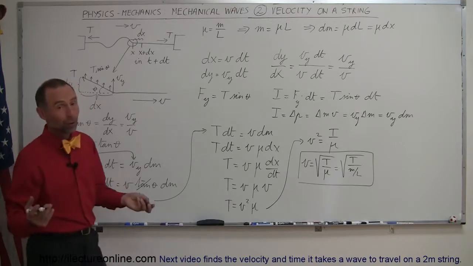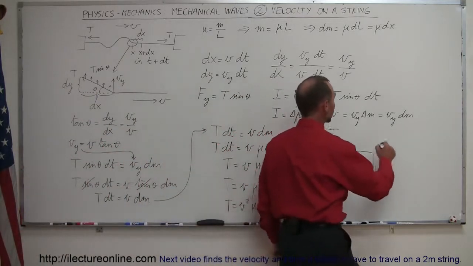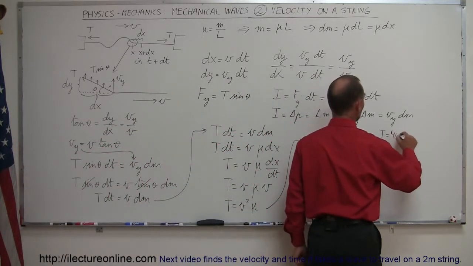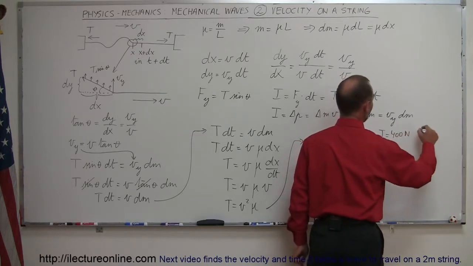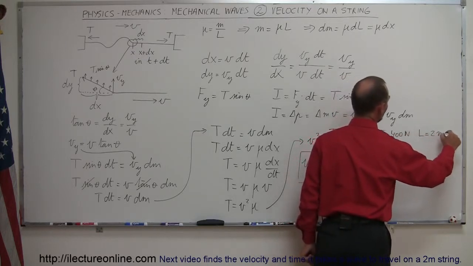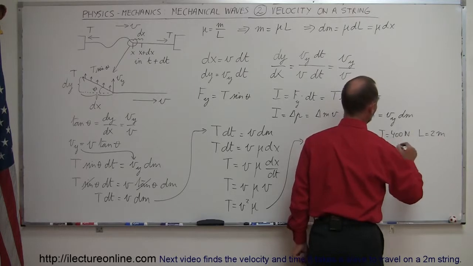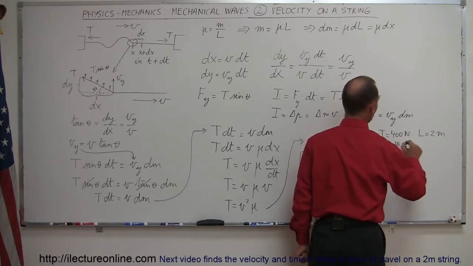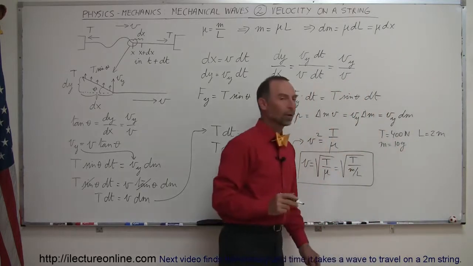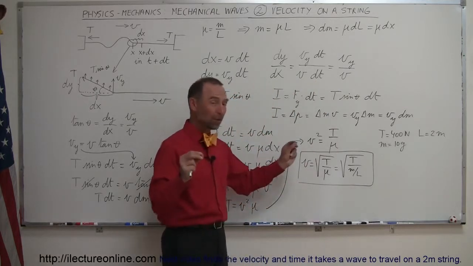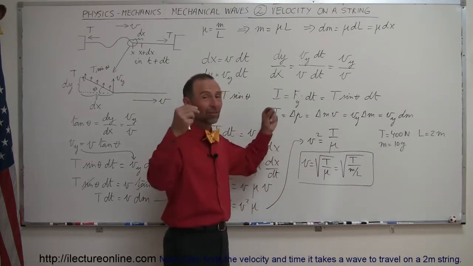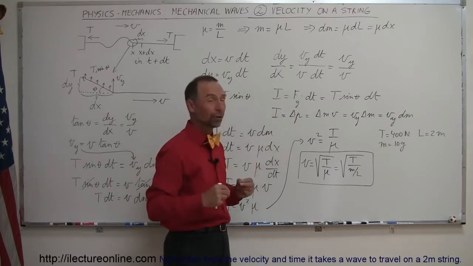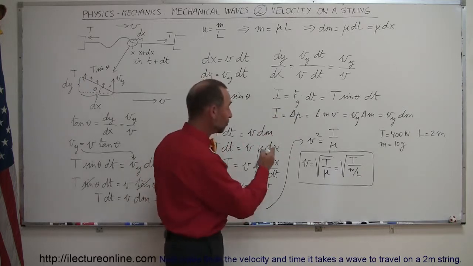For example, if we want to do a quick example, let's say that the tension is equal to 400 newtons. Let's say that the length is equal to 2 meters, and that the mass of that string, let's say, is equal to 10 grams. A string that is 2 meters long, has a mass of 10 grams, and is attached in such a way that there's a tension of 400 newtons on it. How fast will the wave move on that?